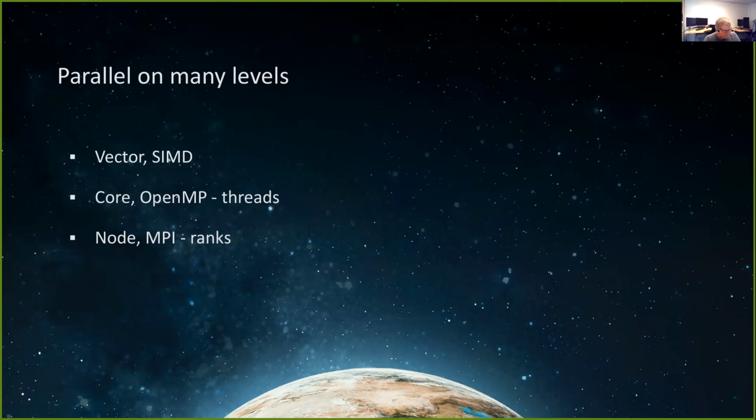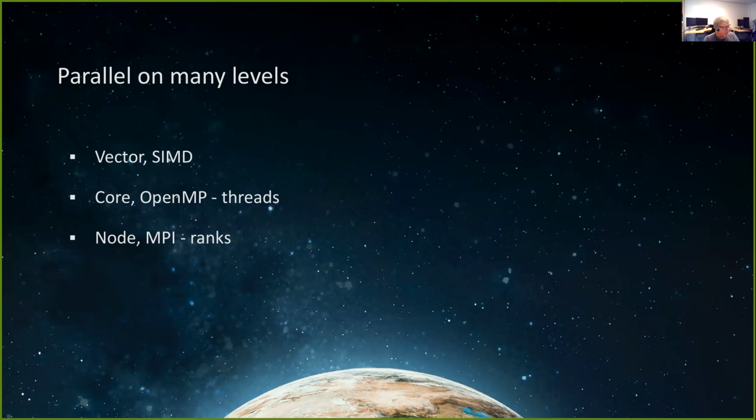And to make it worse, we are faced with parallelism on many levels. First of all, we have a vector. A vector instruction can do 8 or 4 double or single precision numbers in parallel at the same time. It can actually multiply 4 numbers together in one clock cycle. So vectorization is some kind of implied parallelization within the processor.